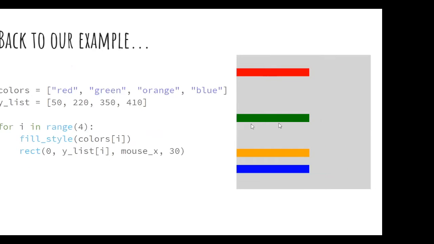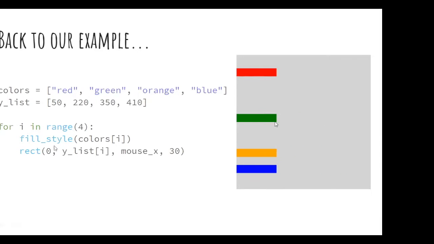Okay, so let's go back to our example that we were discussing quite some time ago. So over here, as you can see, what we have here is colors, a list of colors that is red, green, orange, and blue. All right. And we have a list of y values that are 50, oh sorry, 50, 220, 350, and 410. Okay, so these are the values of y, which are vertically over here. So for i in range 4, so for 4 times, fill_style would be colors of i.